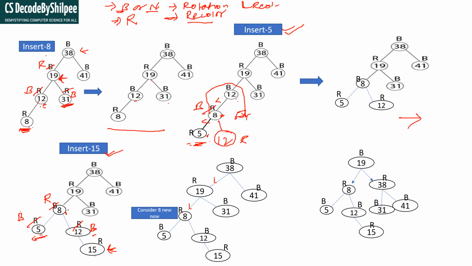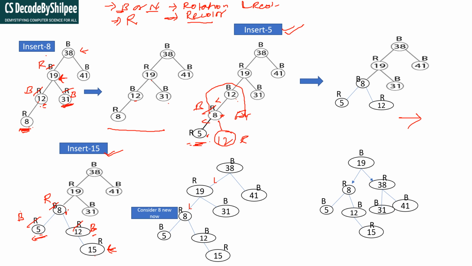Then if you look at that, again there is a violation. The red black tree says that two adjacent nodes should not both be red. So here 8 and 19 both are red. Now what will you do in this situation? Mostly people get confused here, so try to understand. This is very important. If this situation comes, then you consider 8 as a new node.